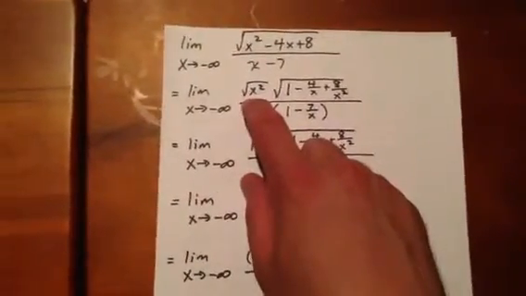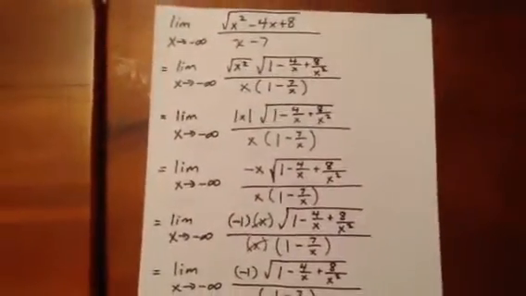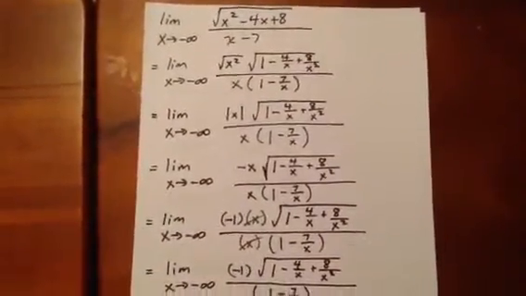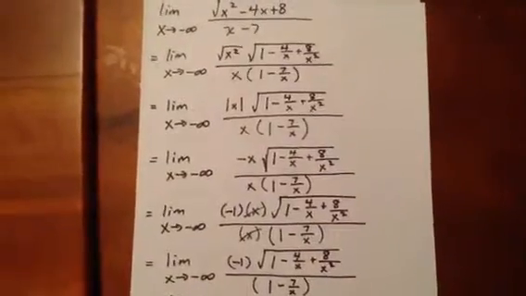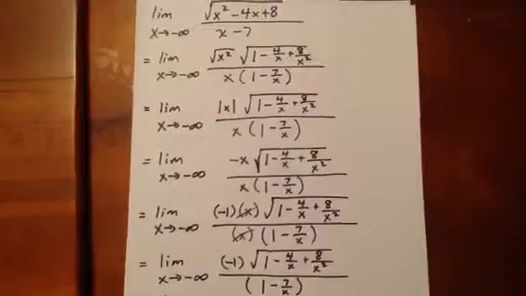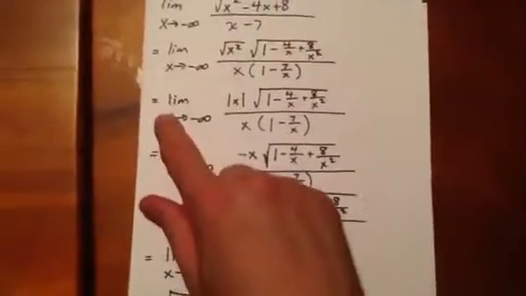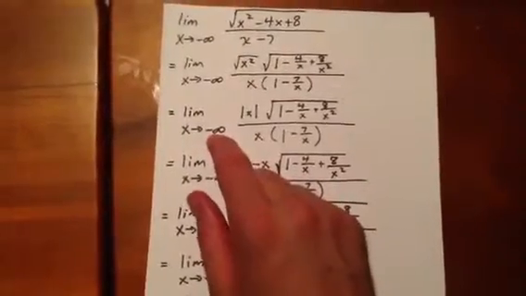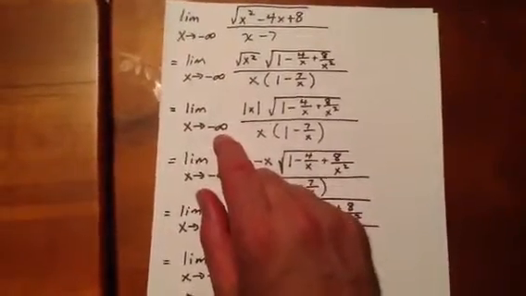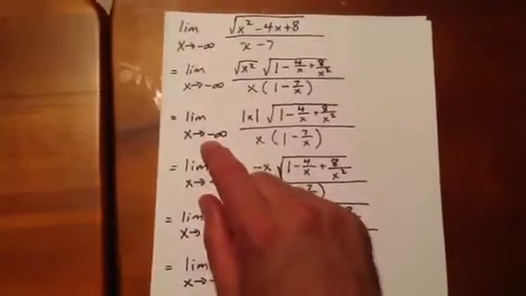Well, the square root of x squared, some people will tell you is x, but actually it's the absolute value of x. So we have to ask ourselves in this question, is the absolute value of x going to equal x or negative x? Well, look at where x is going. We're taking the limit as x goes to negative infinity. Well, that means x is a negative number.